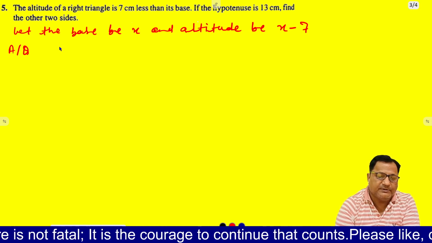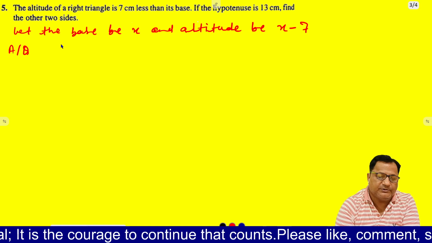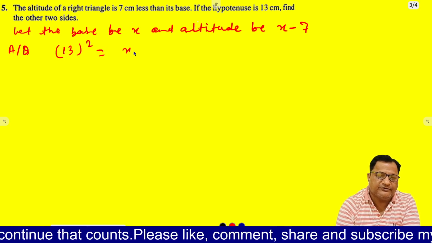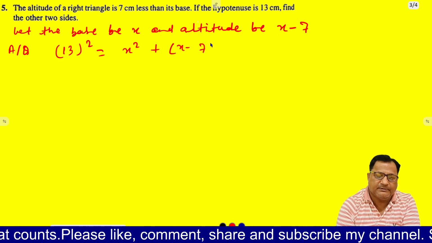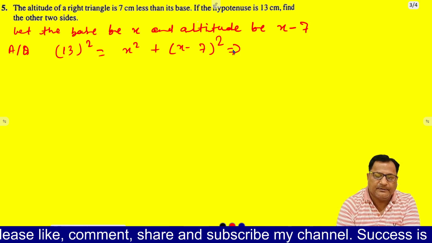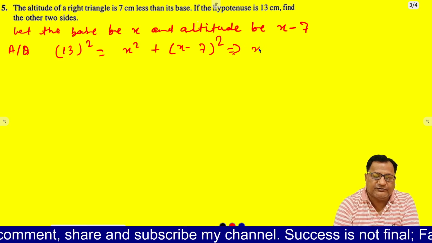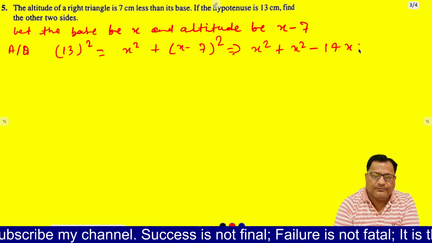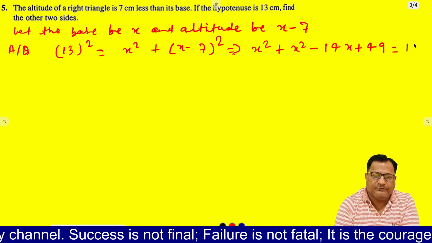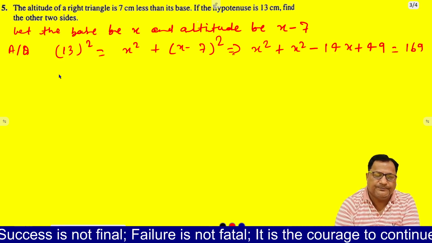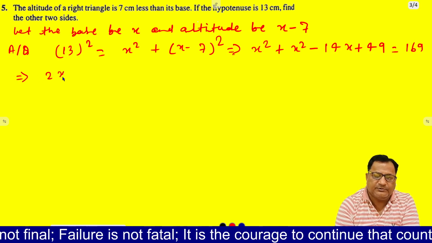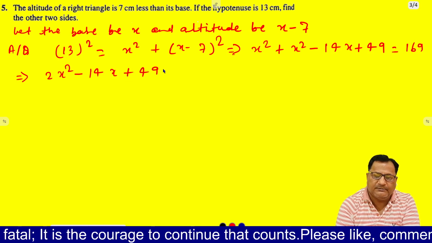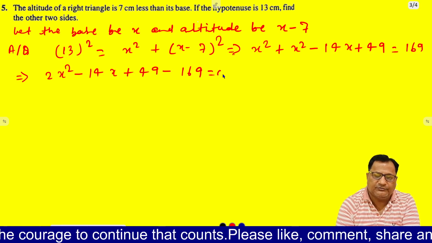Hypotenuse is 13 centimeter, and according to Pythagoras theorem we know that 13 square is equal to x square plus (x minus 7) square. So this is x square plus x square minus 14x plus 49 equal to 169. If we bring this to this side, then this will be 2x square minus 14x plus 49 minus 169 is equal to 0.